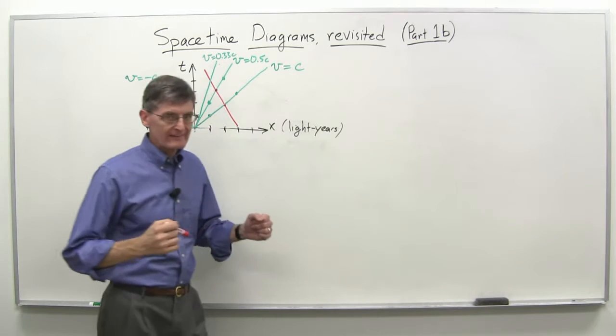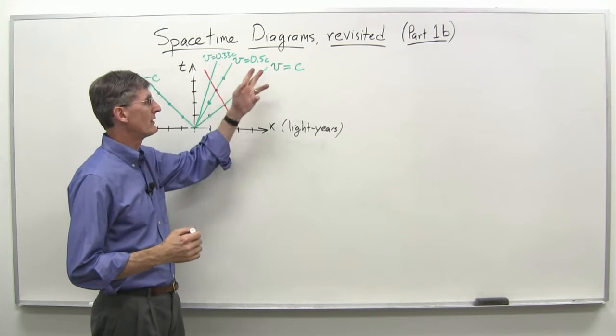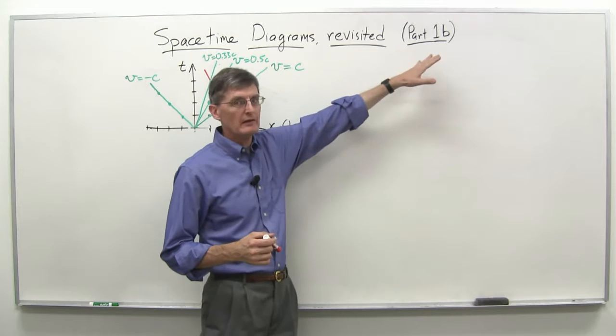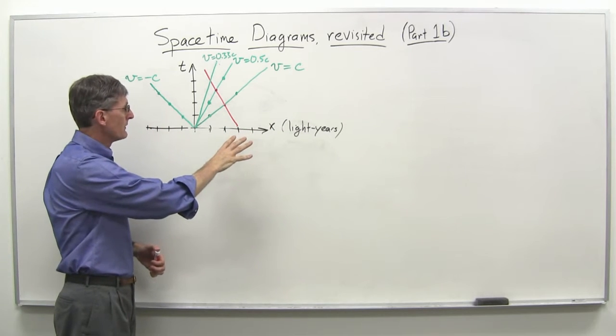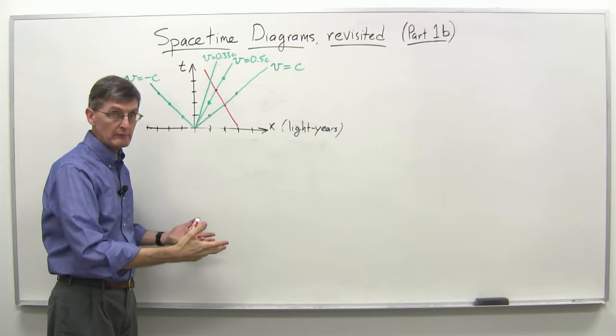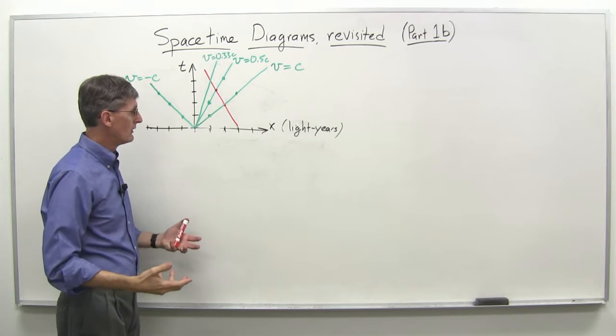A couple more things I neglected to mention at the end of the last video clip. So this is Spacetime Diagrams Revisited Part 1b. Here's our diagram again, and we have a light beam, say. We're measuring, first of all, x in light years. T then is assumed to be in years here.